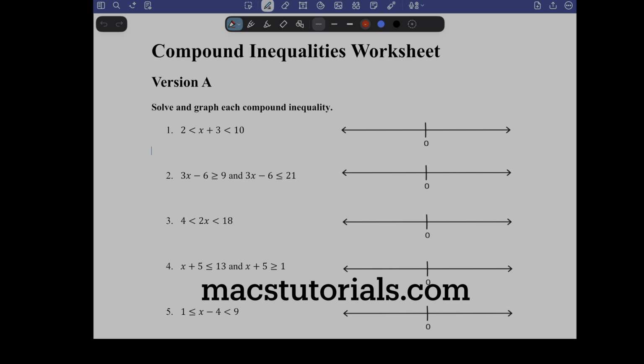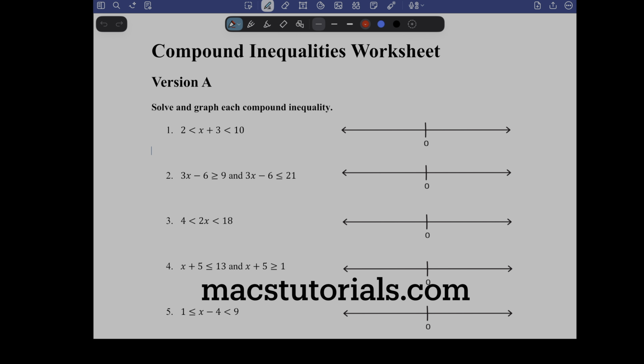Sometimes you'll see these as the "and" or the "or" problems, and I go more into what happens with the ands and the ors a little bit later, especially with the absolute values. But for right now, we're just going to take these compound inequalities and put them together. That means there's more than one inequality that we're going to put on the number line. Compound, meaning there's going to be more than one.